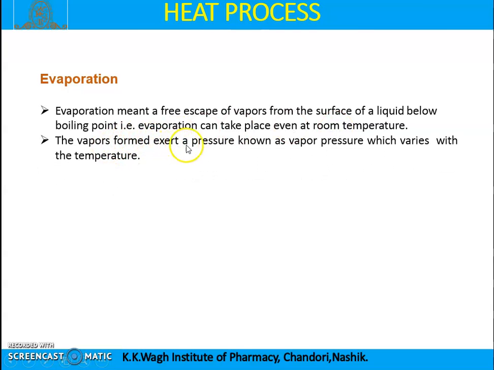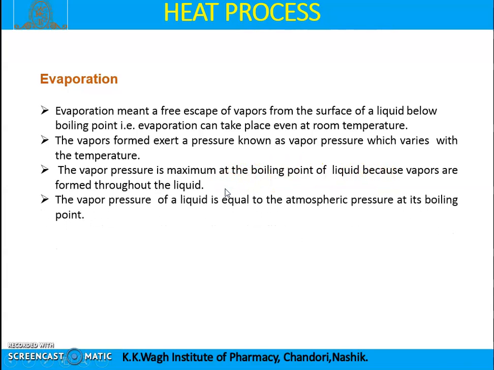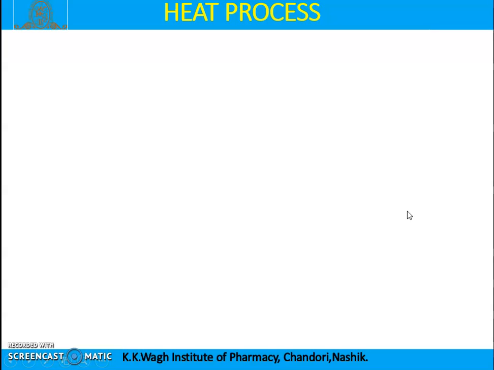The vapors formed exert a pressure known as vapor pressure, which varies with temperature. In evaporation, vapor pressure is maximum at the boiling point of the liquid because vapors are formed throughout the liquid. The vapor pressure of the liquid is equal to the atmospheric pressure at its boiling point.